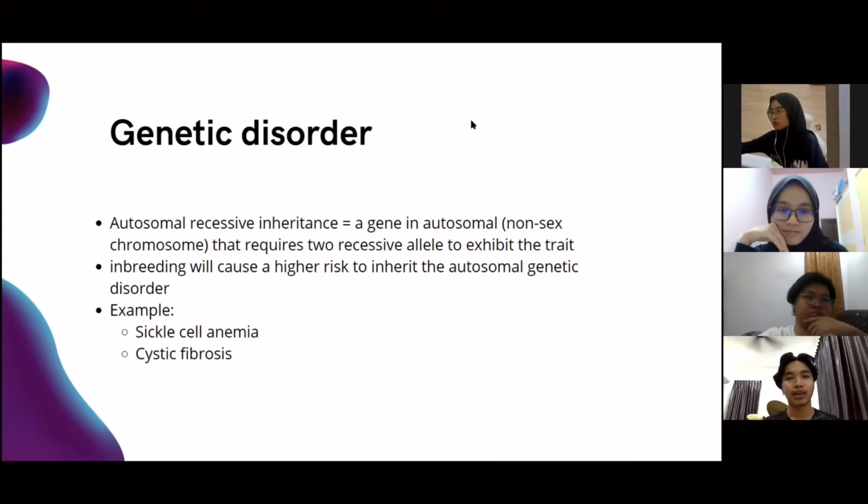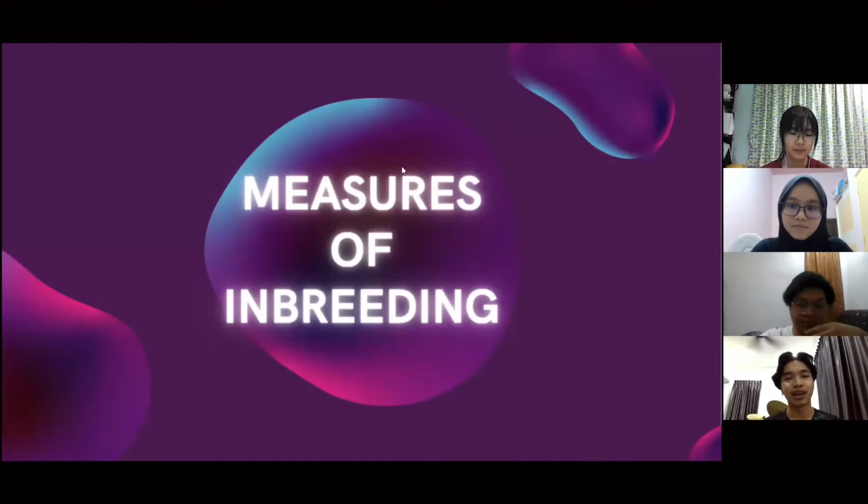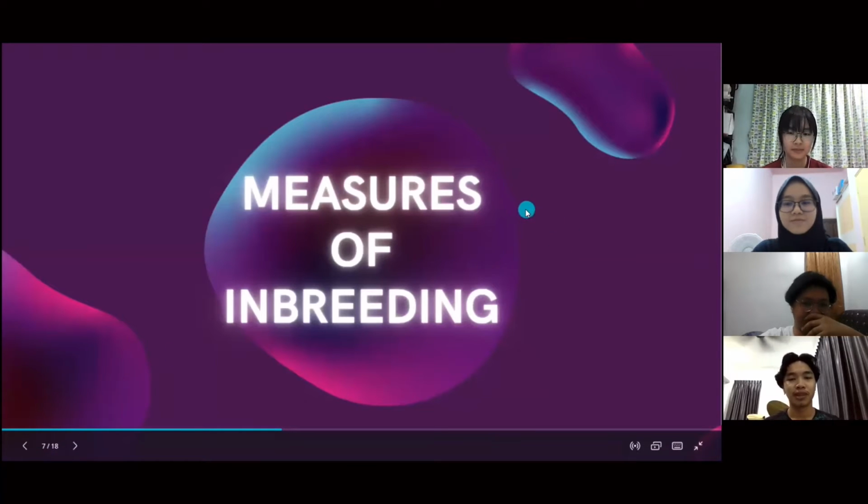Some examples of autosomal recessive disorders are sickle cell anemia, which is the sickle shape of the red blood cell, and also cystic fibrosis, which is the overproduction of mucus in the lungs, which causes people who have cystic fibrosis to have difficulty breathing. When we talk about high risk, there is also a probability. Therefore, let's talk about the measure of inbreeding.